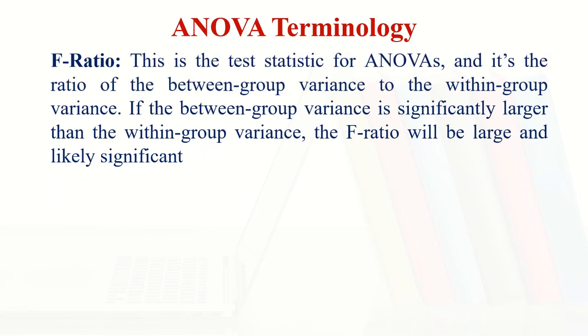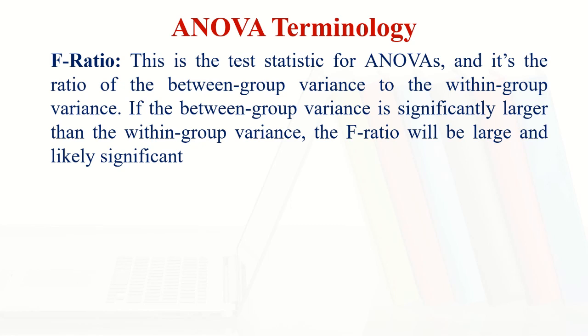F ratio, the one more term is there. This is the test statistic for ANOVAs and it is the ratio of the between group variance to within group variance. So between group variance means comparing A section, B section and C section. There may be some variation and we are comparing that variation to the within group variation. Within group means within one section there may be some average, there may be some variation also.